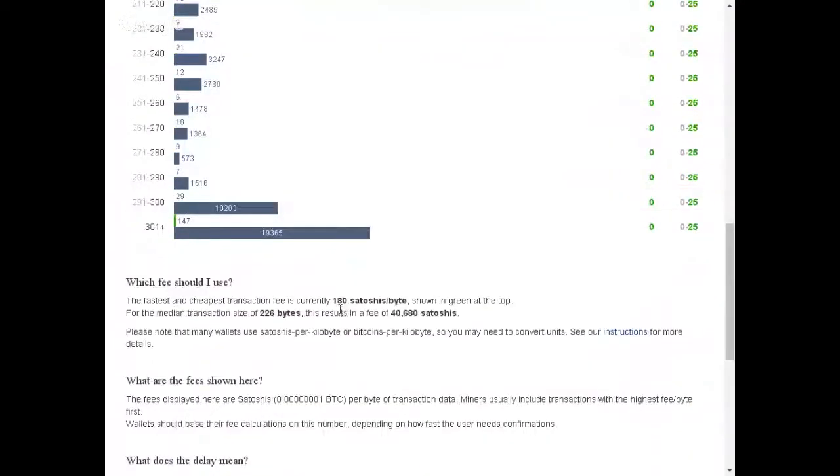Let me see what the average is. 180 satoshis per byte is the fastest and cheapest transaction. 40,680 satoshis. So there we go.